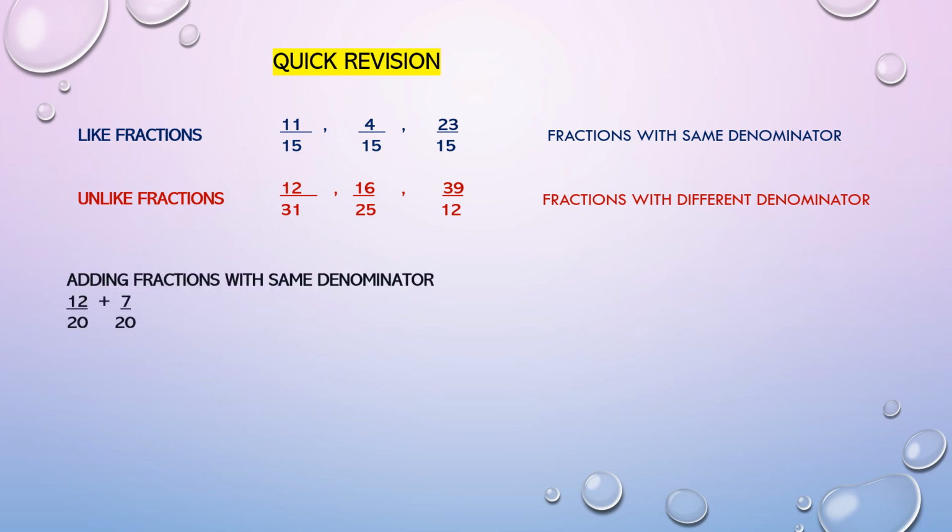Let us now add fractions with the same denominator, that is, adding like fractions. Although the steps to add like and unlike fractions are the same, like fractions are pretty easy to solve. Step 1: you find the LCM of the denominators. Since the denominators are 20 in both the fractions, it is easy for us to write it as 20. And we have added 12 and 7, which is 19 over 20.